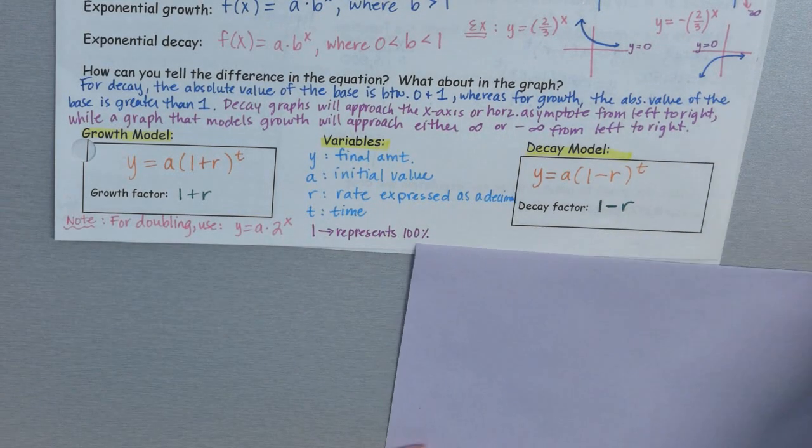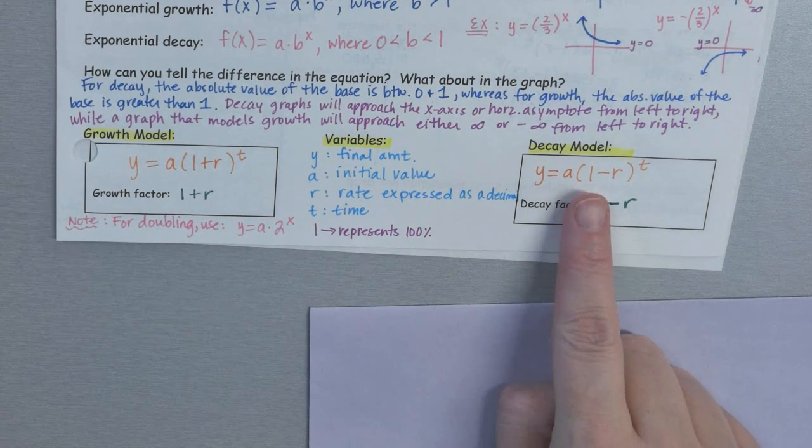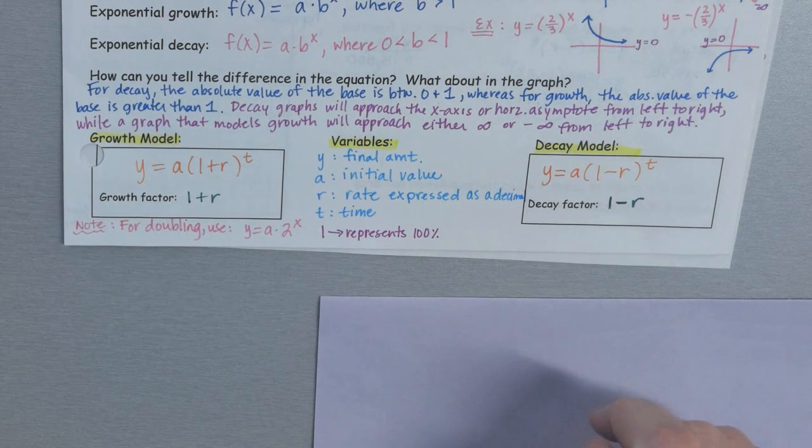All right, now you'll notice the decay is almost identical, except instead of 1 plus r, you have 1 minus r, and that is also going to be your decay factor. So if it asks you what the decay factor is, you would actually perform the 1 minus r. If you're asked what the growth factor is, it is going to be the 1 plus r. Once you have that written down, I want you to flip it over, and on the back I want you to see if you can identify whether those are growth or decay.